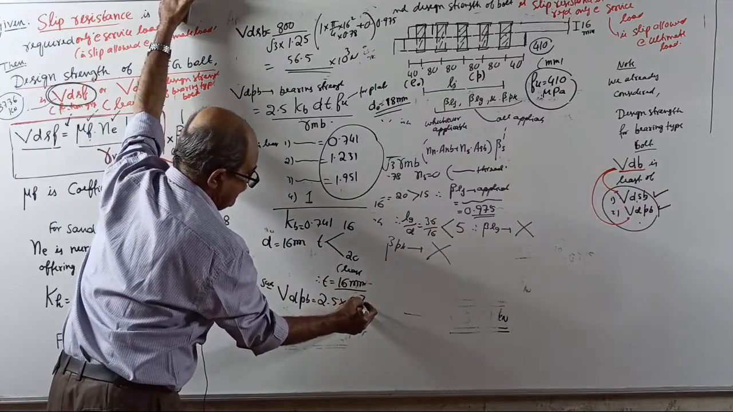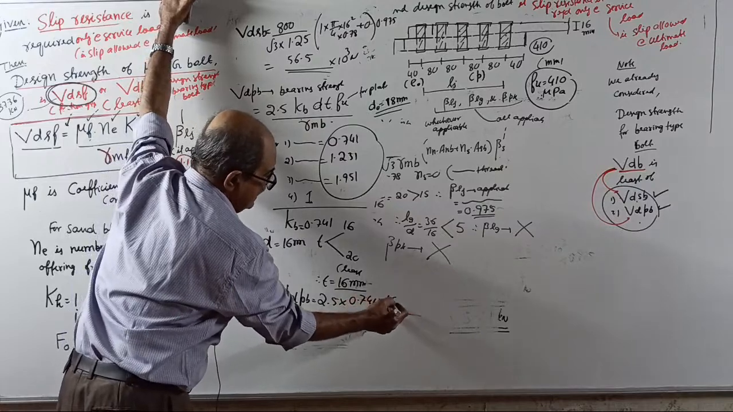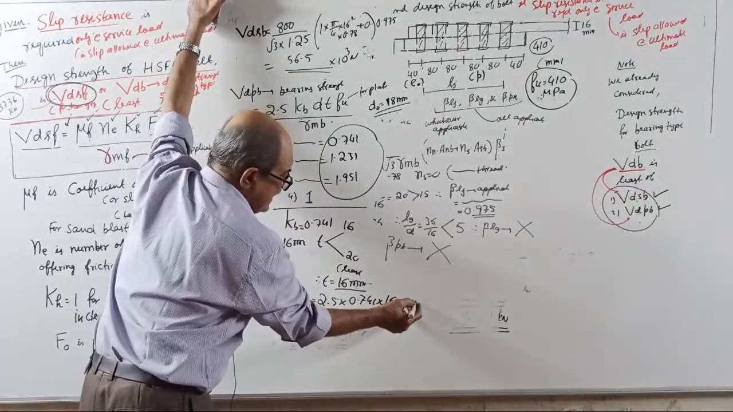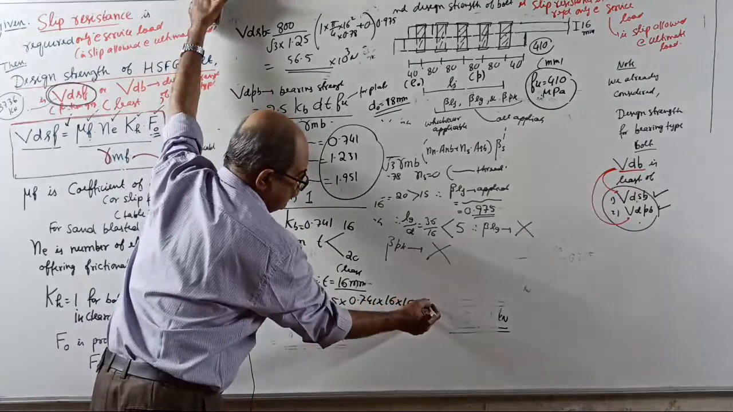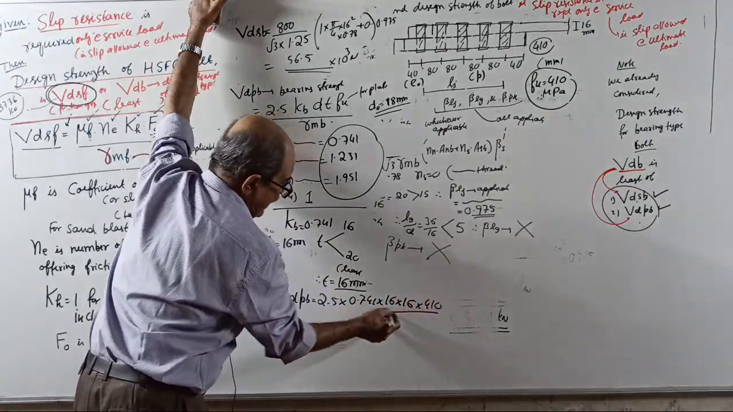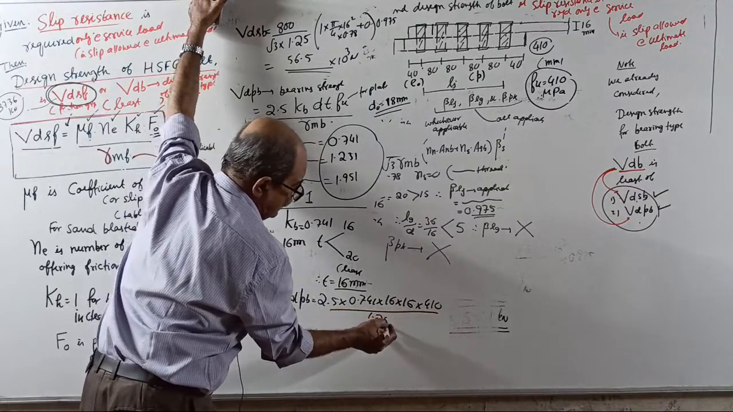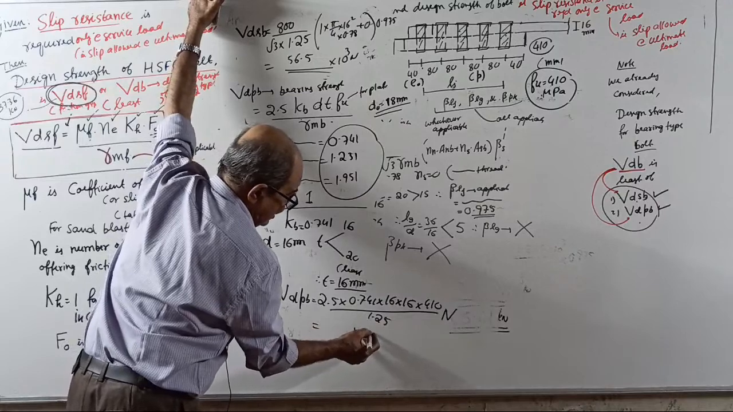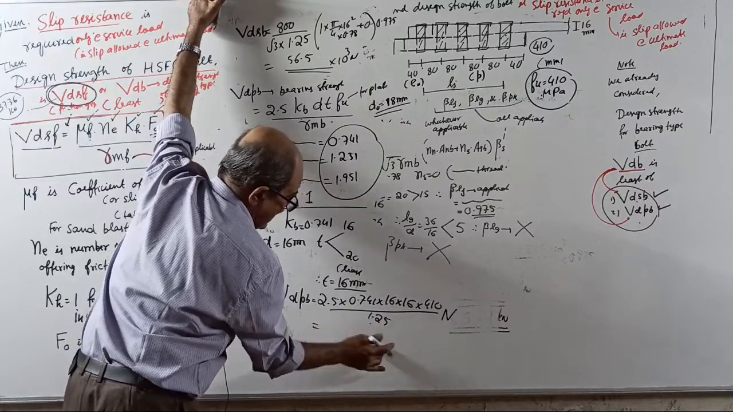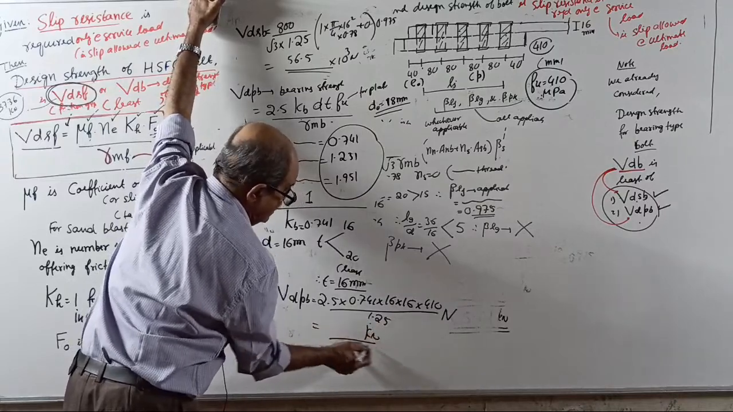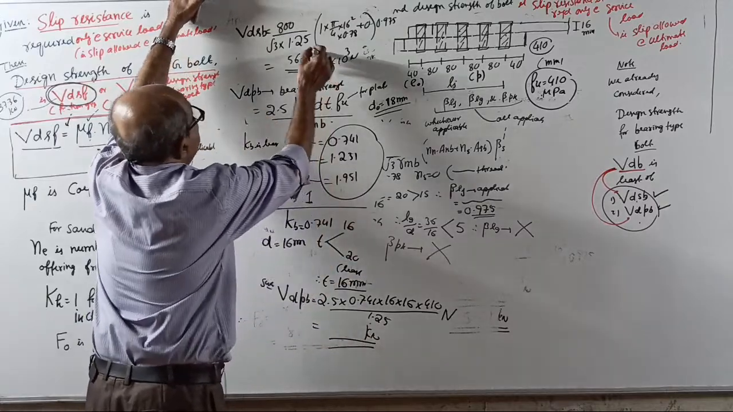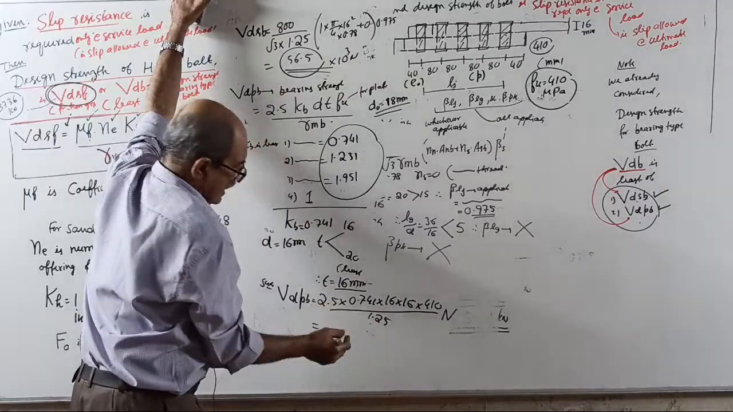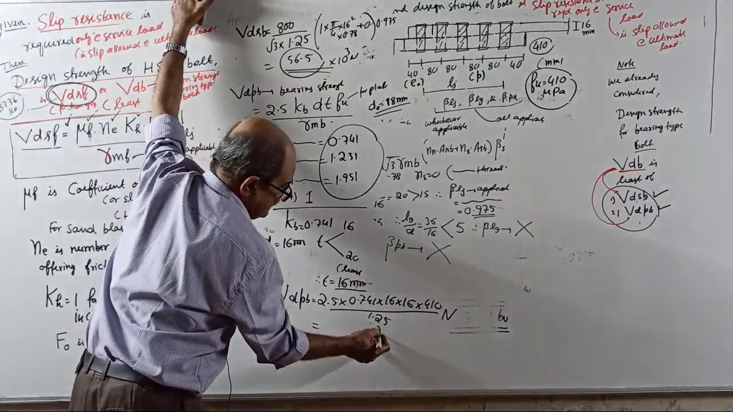Where is KB? 741 into 16 into once again into D 16. Thickness also 16 into 410 divided by 1.25. This is in Newton. Tell the answer in kilonewton. Shear strength is 56.5 into 10 to the power 3. Tell me the answer in 10 to the power 3 Newton.